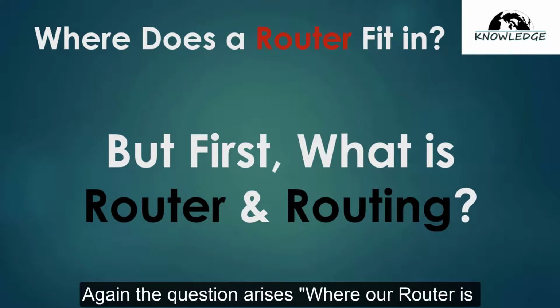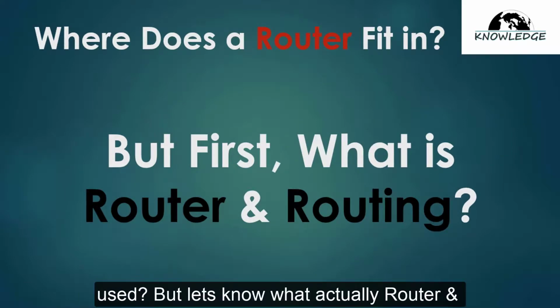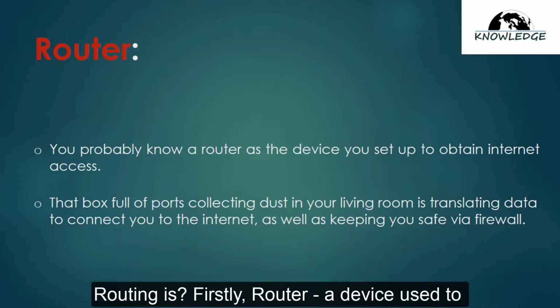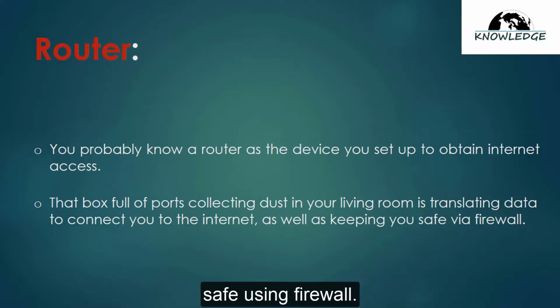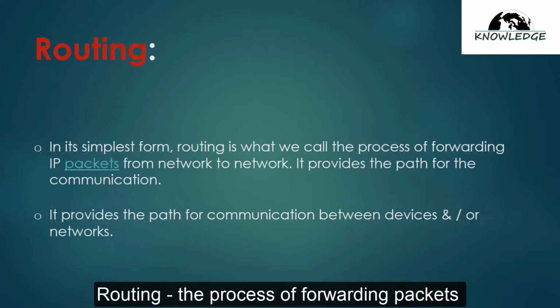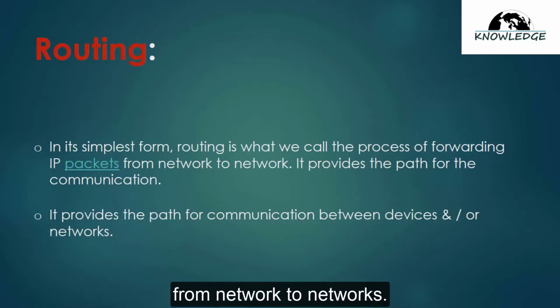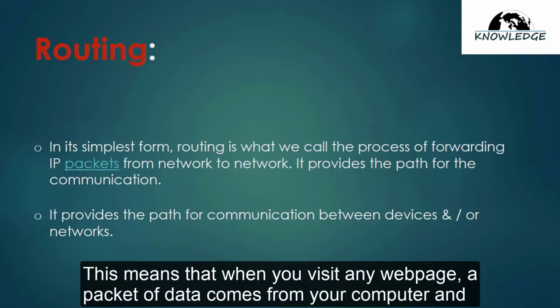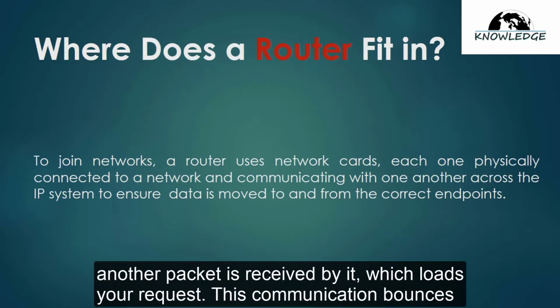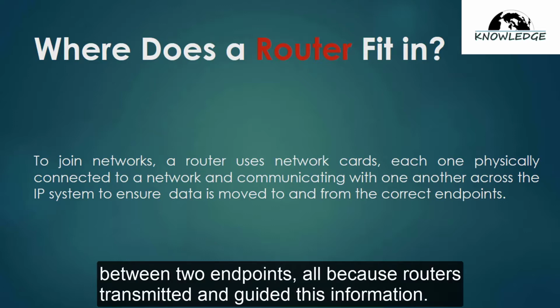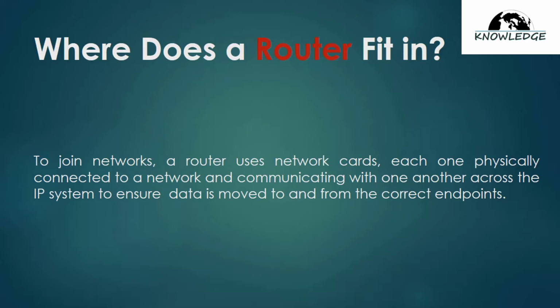Again, the question arises where our router is used, but let's know what actually a router and routing are. Firstly, a router is a device used to access the internet as well as keep our network safe using a firewall. Routing is the process of forwarding packets from network to network. This means that when you visit any web page, a packet of data goes from your computer and another packet is received by it which loads your request. This communication bounces between two endpoints all because routers transmitted and guided this information.